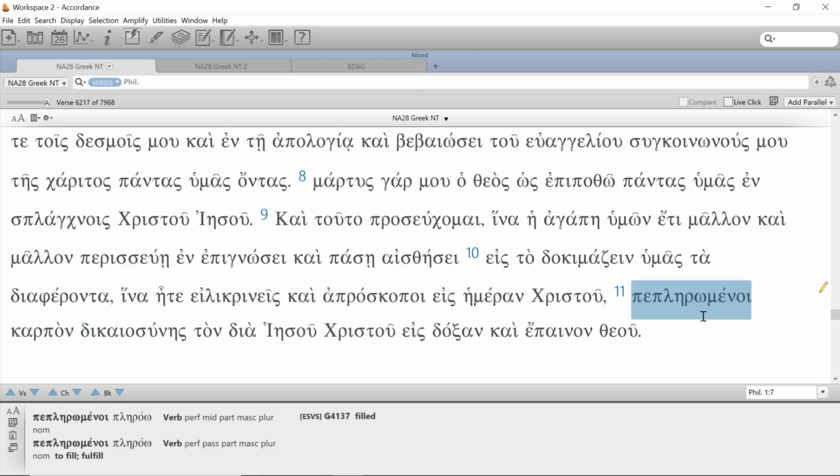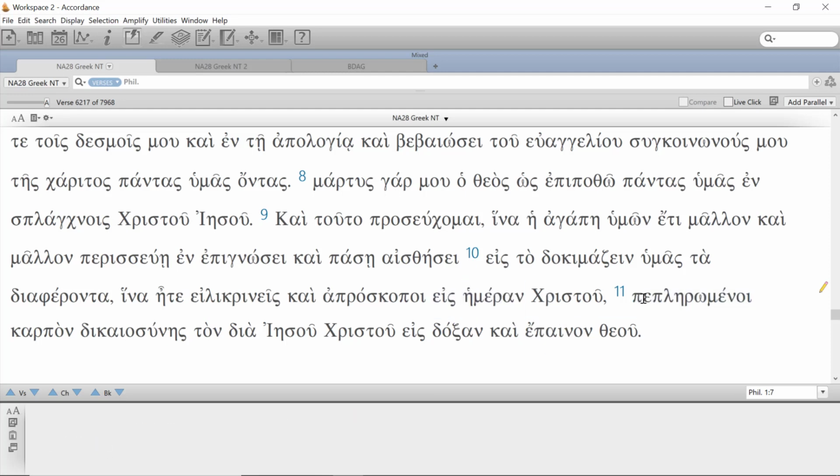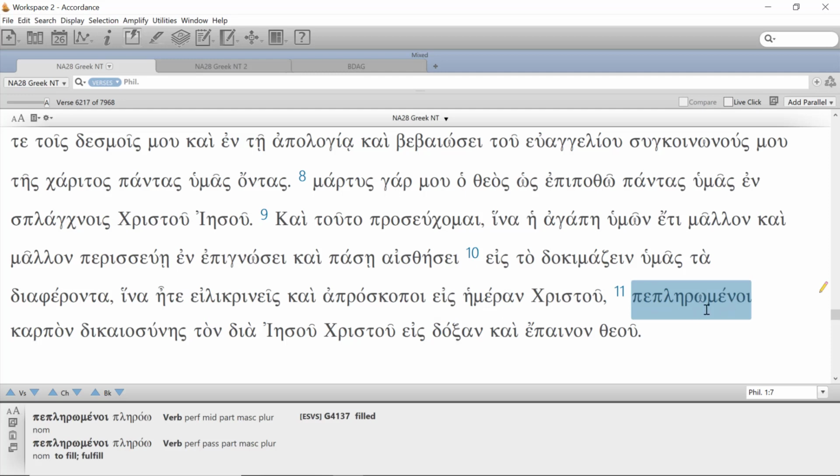So having been filled, the question would be, is this something that we're presently being filled with, or is this something that will be manifest in the day of Christ? And although I wouldn't be dogmatic about either of the two options, I do think that because it follows the heels of the day of Christ, this is something that will become manifest in the future.